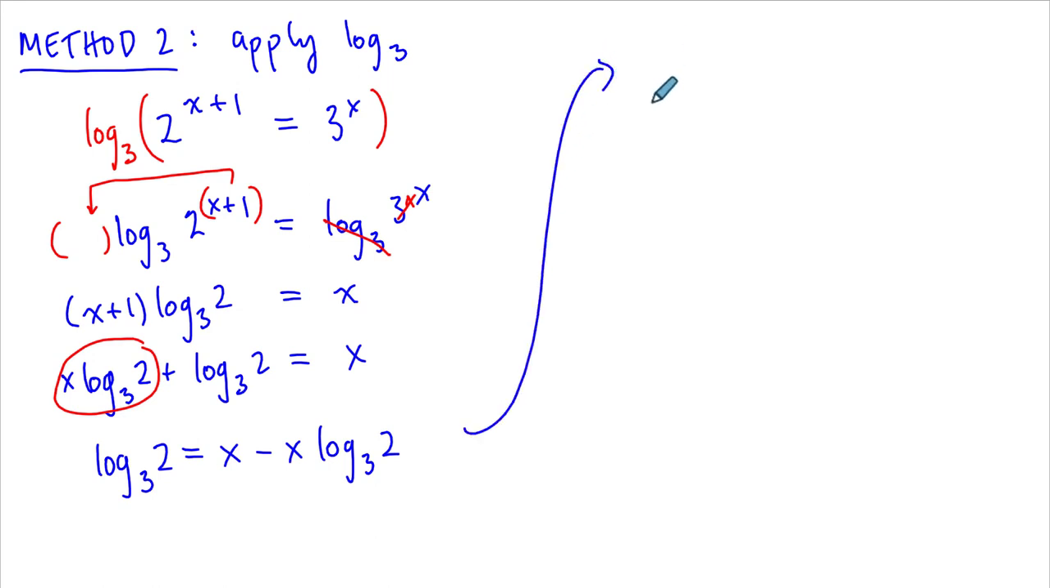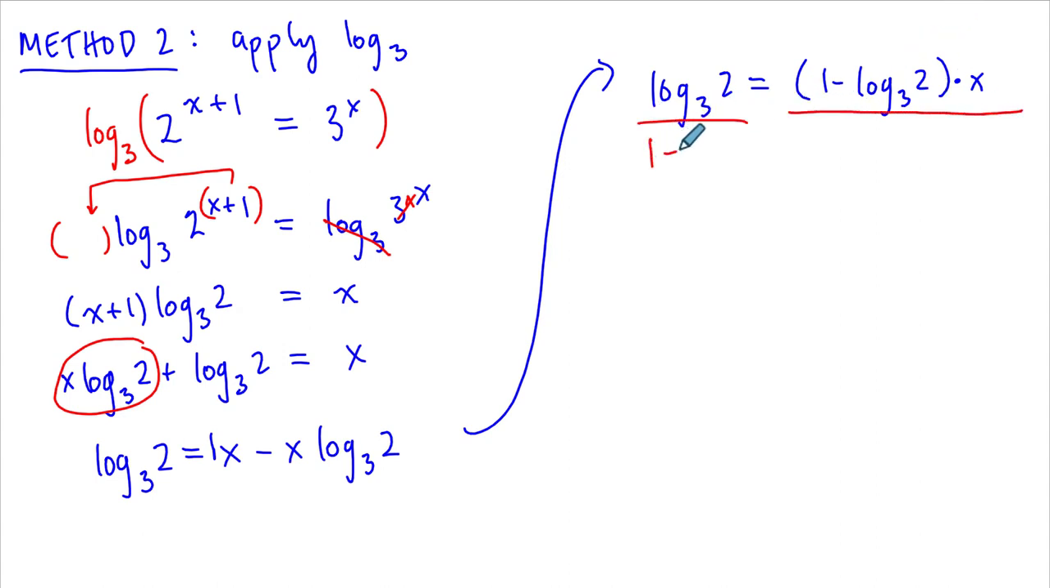From here, I'm going to ask how many x's do I have on the right-hand side. So I'm going to factor the x out and be left with a 1 minus log base 3 of 2. That's the number of x's that I have, so x is being multiplied by that number, and I divide both sides of the equation by the number in brackets.